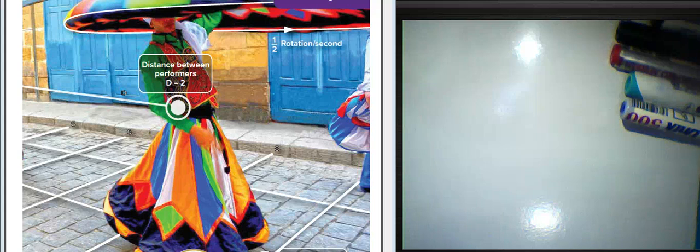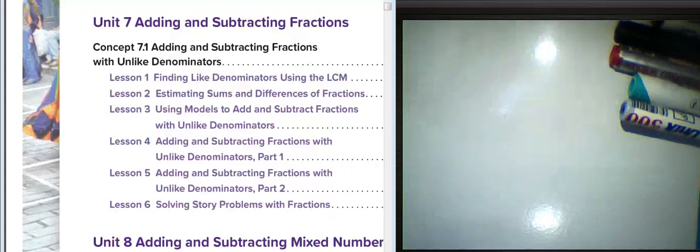Today we'll talk about Unit 7 from your book. Look at your book, open it with me. Unit 7, Adding and Subtracting Fractions. Concept 7.1, adding and subtracting fractions with a like denominator.